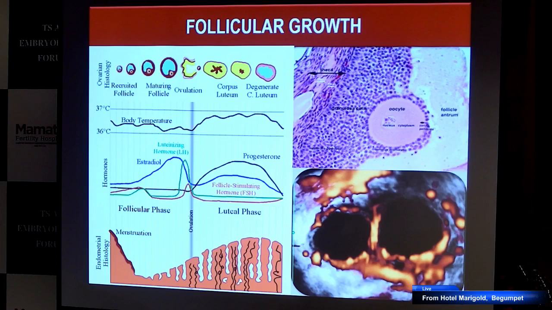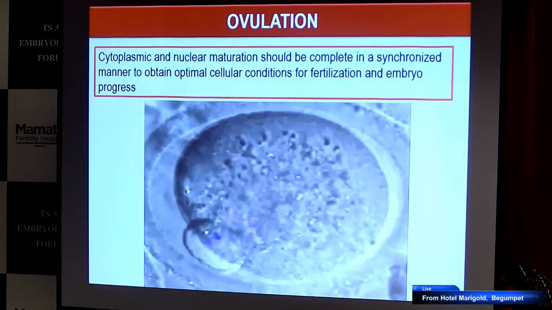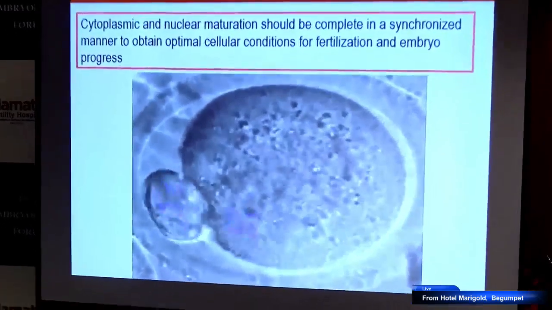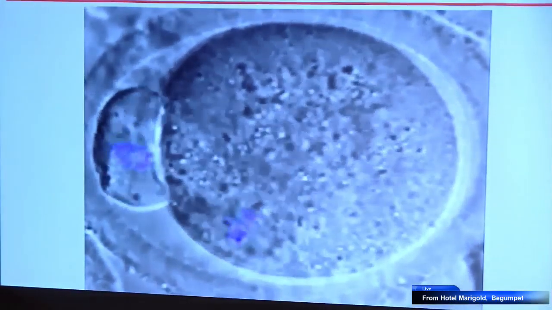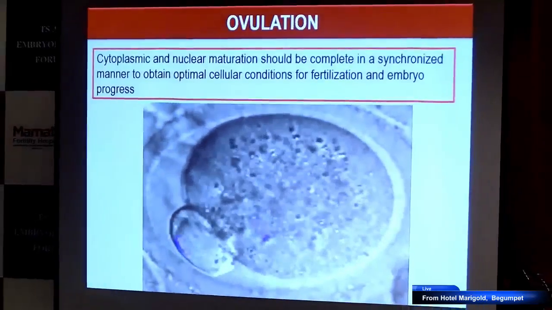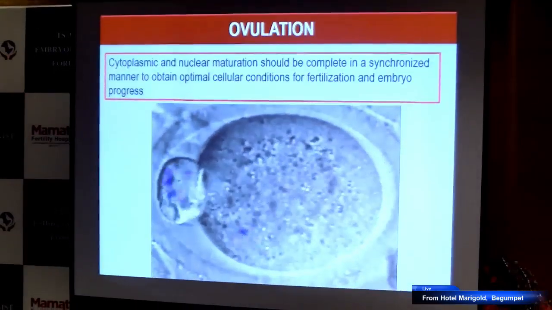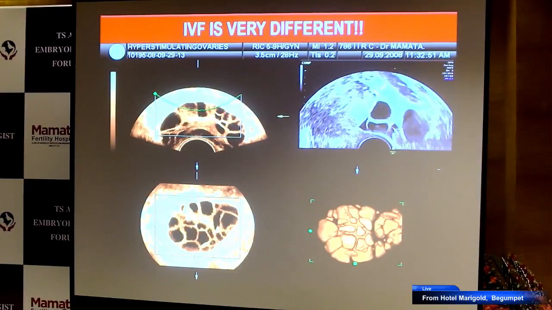And by the time you get to ovulation, a lot of follicles have undergone atresia, and only the dominant follicle, which is growing in this environment, getting cytoplasmically mature, and with the LH surge, there is meiotic completion and reduction of the chromosomes, where the egg is now ready to be fertilized. So IVF is very different, right?